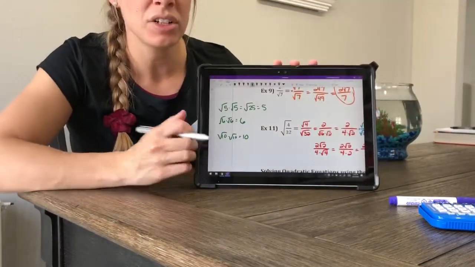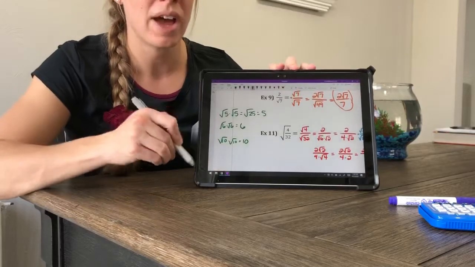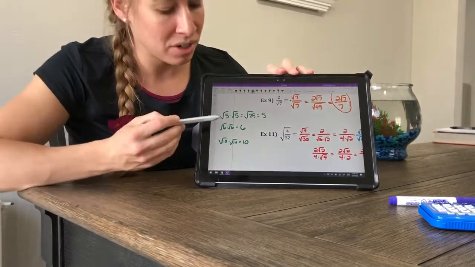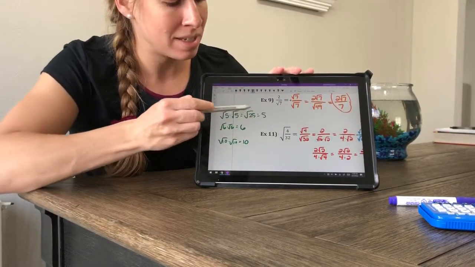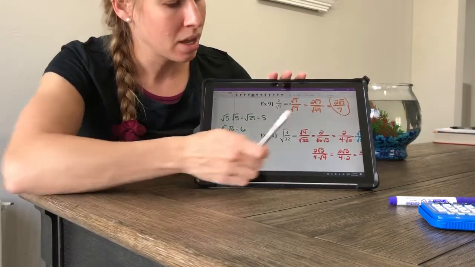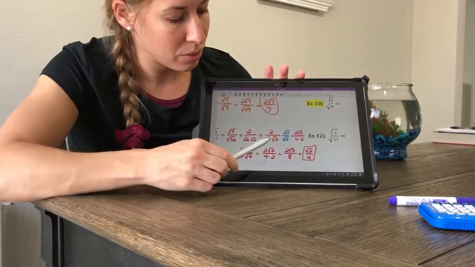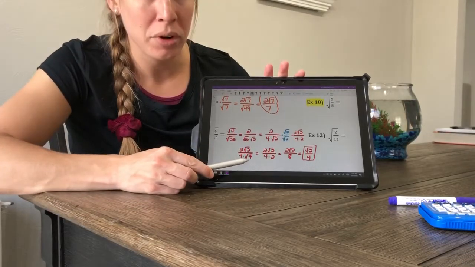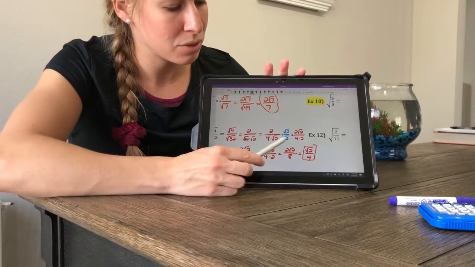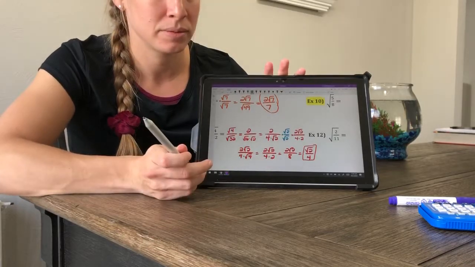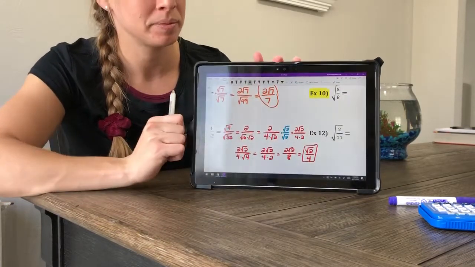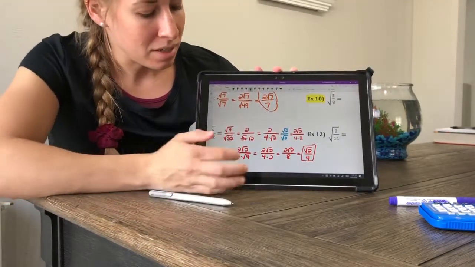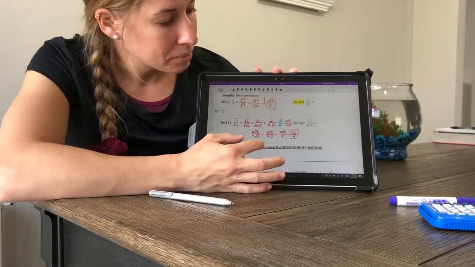So when you're rationalizing the denominator and you're multiplying a radical by itself, you're always going to get just that number. So you can skip that step, okay? Like here, I had written the square root of 2 times the square root of 2 is the square root of 4. I could have just skipped that and said the square root of 2 times the square root of 2 is just 2. Okay, so you can skip that step. Hope that made sense. There's a lot going on here.